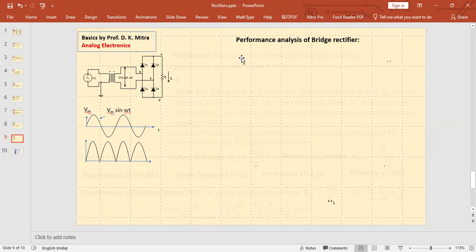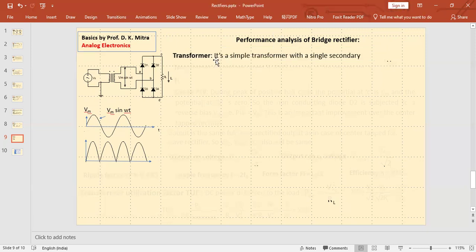Now, this is the diagram of a bridge rectifier that you already know. There are four diodes and one single secondary of the transformer, and the output is a full-wave rectified output, as in the case of a full-wave rectifier. Since the output is full-wave rectified, most of the characteristics of a bridge rectifier will be the same, but one or two may be different. We shall see now.